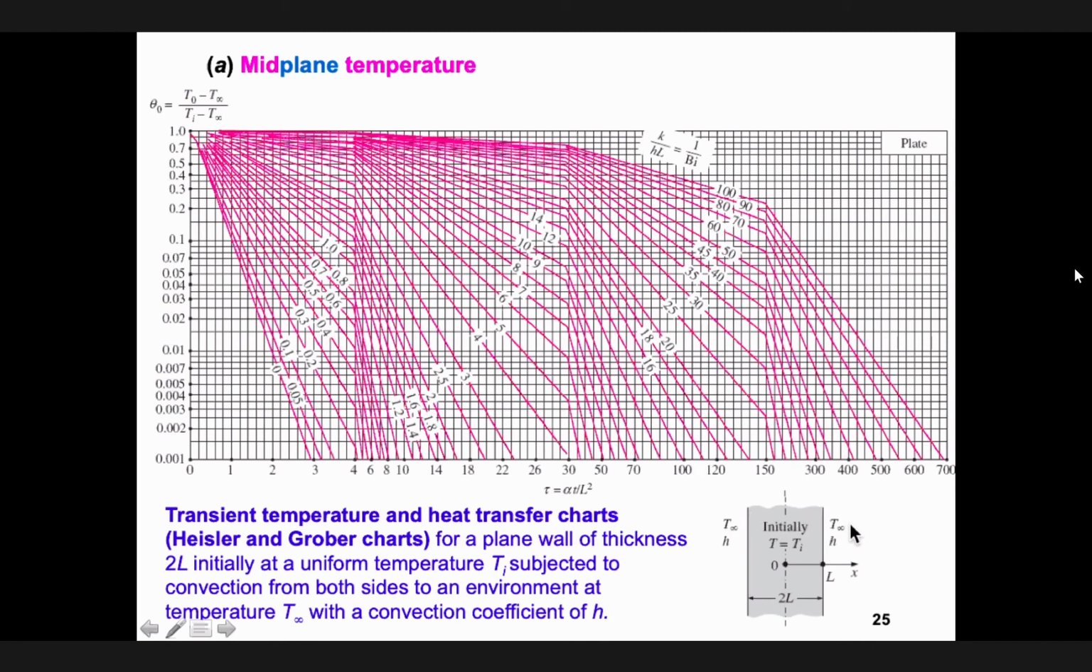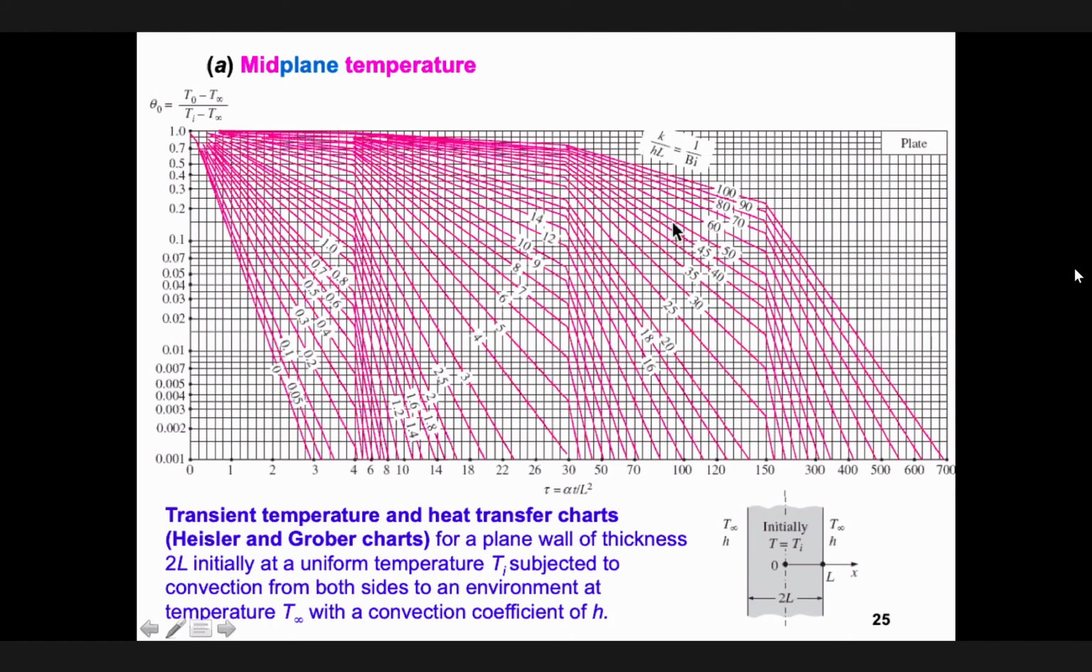And T infinity is the temperature of the outdoor environment. Remember, again, we are considering a symmetric condition. It means the temperature outside here is the same as here, and heat transfer here is the same as here. And this graph gave you the temperature right at the center. Therefore, this graph gives you the temperature at the center only.